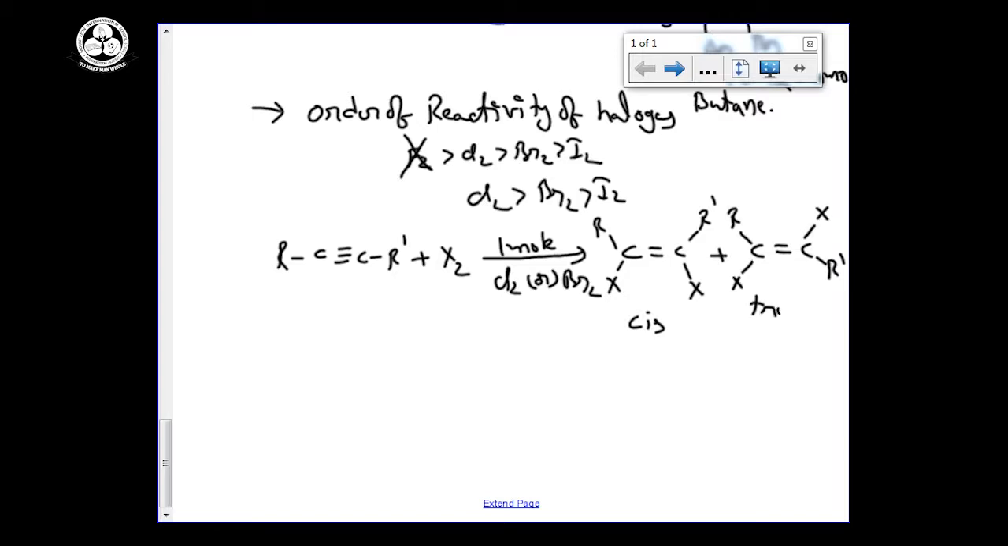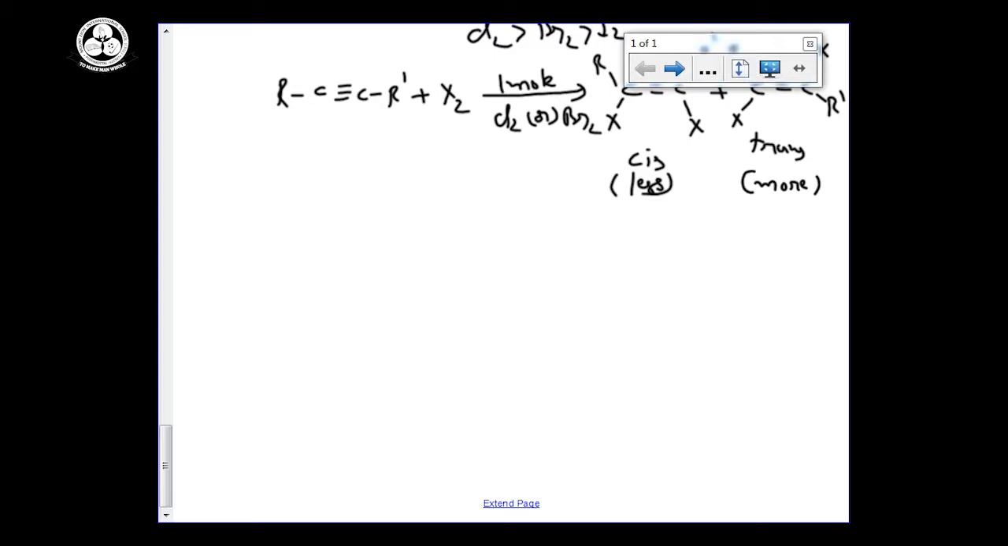This is the trans form. So which is more stable? In the mechanism of alkenes you can observe, trans is always more stable than cis. This one is more stable, and this is the less stable compound. Why? Because in the halogenation mechanism we get one reaction intermediate, that is NCC, non-classical carbocation. Non-classical carbocations are more stable than normal carbocations. See the mechanism in alkenes.